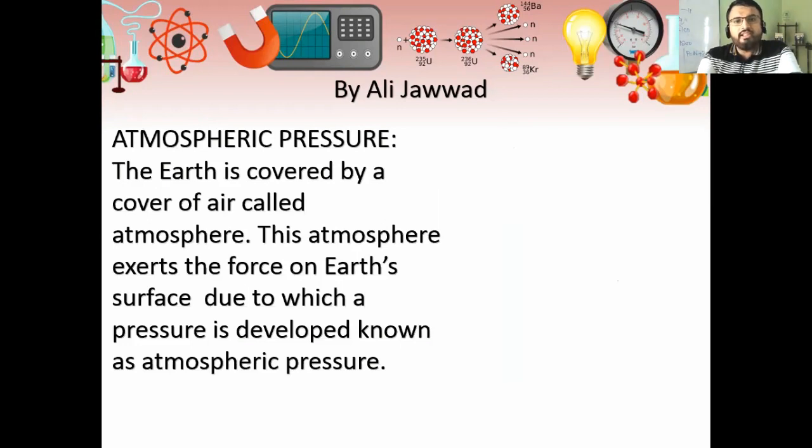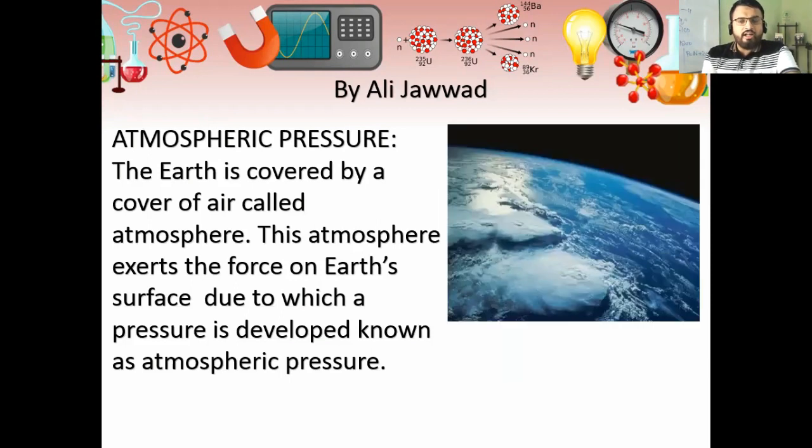Now let us discuss something about atmospheric pressure. We know that our Earth is covered with different gases in its atmosphere. There are clouds, water vapors, nitrogen, oxygen, carbon dioxide, and other gases enveloping the Earth in such a manner that they form a layer of gases on its surface. So these layers of gases exert pressure on the surface of Earth, which is known as atmospheric pressure.